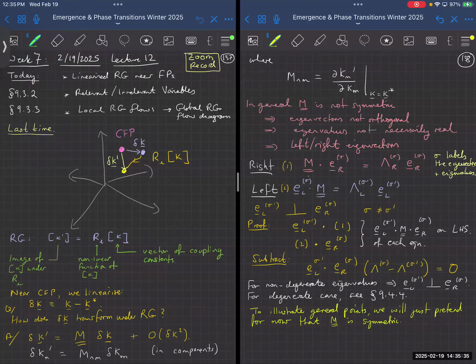Now, we ended last lecture with a note of caution that in general, the matrix is not a symmetric matrix, so the eigenvectors are not orthogonal, the eigenvalues are not necessarily real, and you get left and right eigenvectors, and I'm going to now explain that to you. So it's not going to be exactly the same as what you're used to in quantum mechanics, but it's not that different.